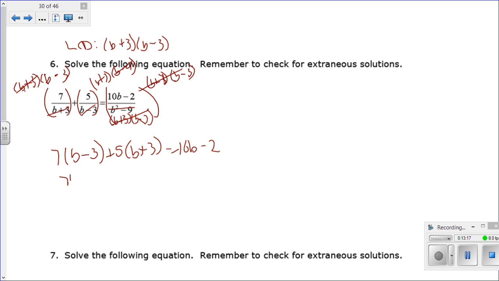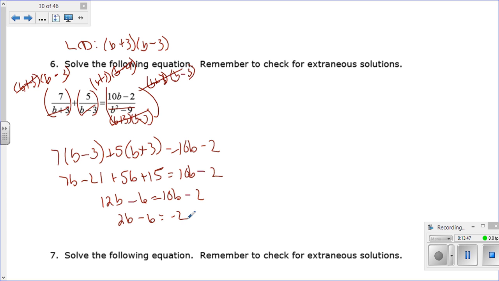So I need to distribute 7b minus 21 plus, distribute again, 5b plus 15 equals 10b minus 2. So 7b and 5b is 12b, negative 21 and 15 is negative 6 equals 10b minus 2. So subtract 10b from both sides, you get 2b minus 6 equals negative 2. Add 6 to both sides, so 2b equals 4. Divide by 2, so b equals 2.